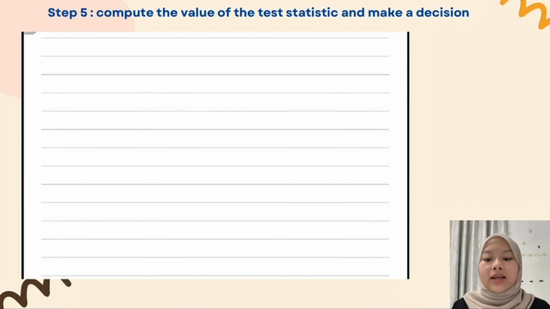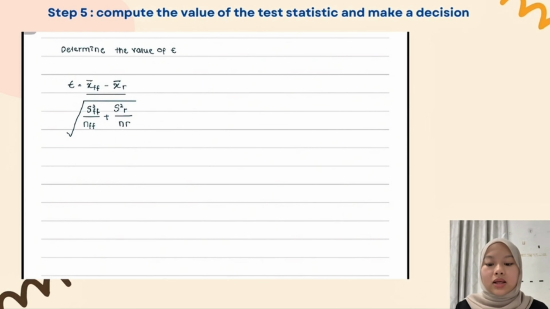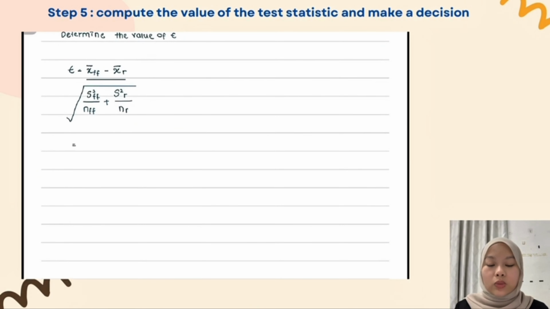So lastly, we can determine the value of t because we already have all the data. So how can we determine the value of t? We can use the formula for t, which is the mean for the fast food minus the mean for the restaurant divided by the square root of variance divided by n plus variance for the restaurant divided by n. So the amount that we get is 142.5 minus 130.29 divided by the square root of 149.9 divided by 6 plus 249.24 divided by 7. So the t value we get is 1.57.